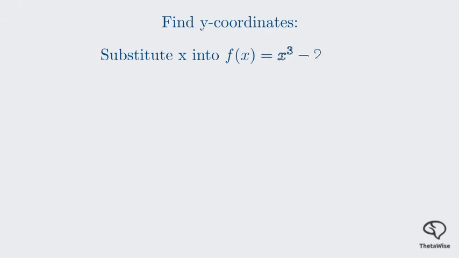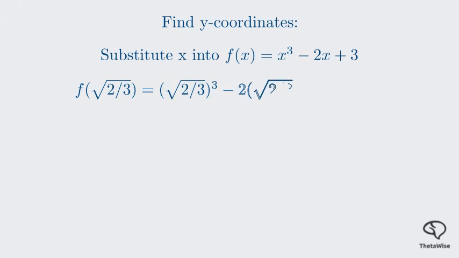We have the x-coordinates. To find the full coordinates of the turning points, we need to find the corresponding y-coordinates by substituting these x values back into the original function f of x. So we'll take the function f of x and substitute our two x-coordinates into it. First, let's use the positive value, x equals the square root of 2 over 3. Substituting this into the function gives us the square root of 2 over 3, cubed, minus 2 times the square root of 2 over 3, plus 3. After simplifying and calculating, this gives us approximately 1.911.